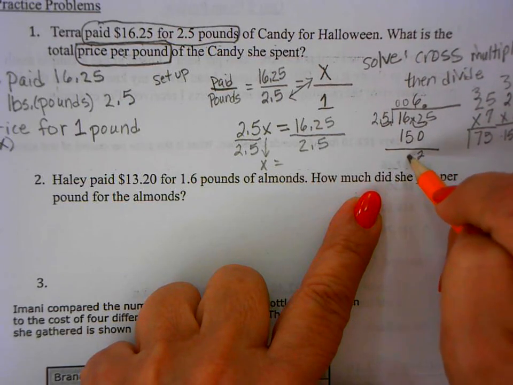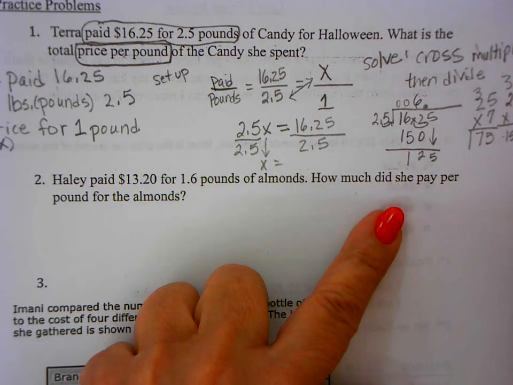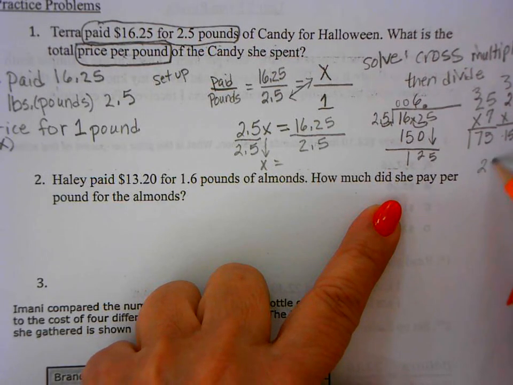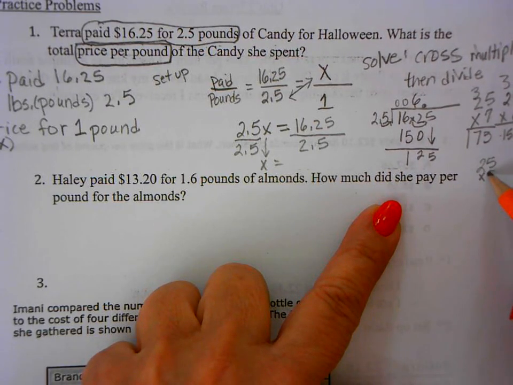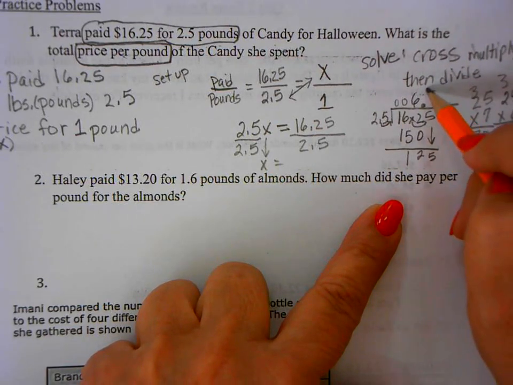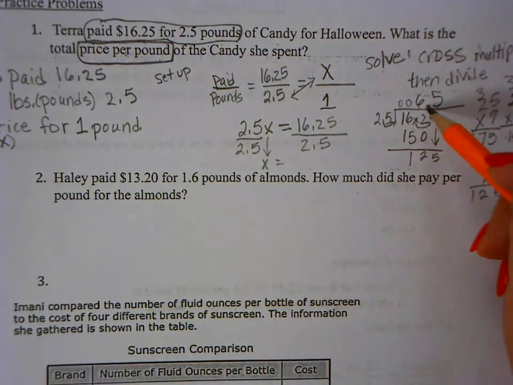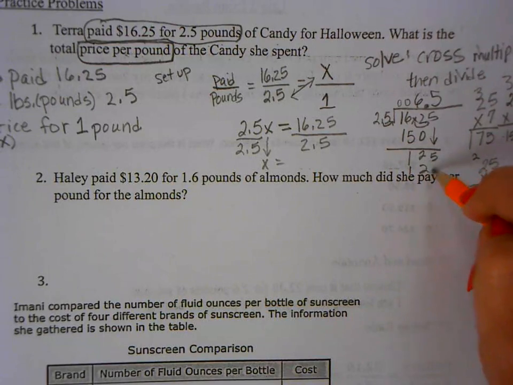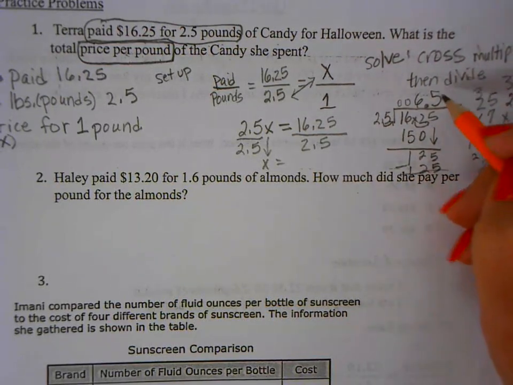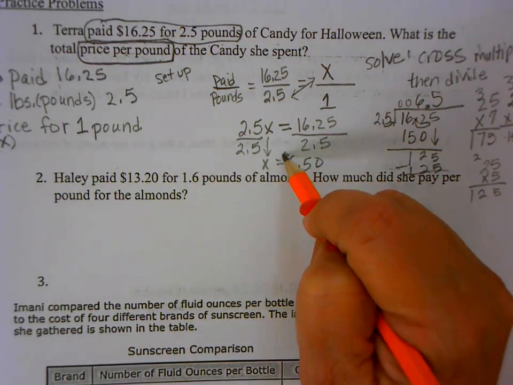Subtract that out. That is 2 and 1. And I'm going to bring down my 5. Well, now I know it's going to be less than 6. So I have 25 times, well, let's do 5. 5 times 5 is 25. 5 times 2 is 10 plus 2 is 12. So there we go. She's going to pay $6.50 because I'm dealing with money. So X is going to equal $6.50 for 1 pound.